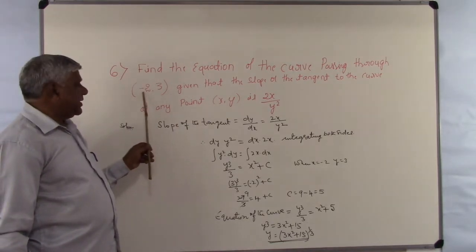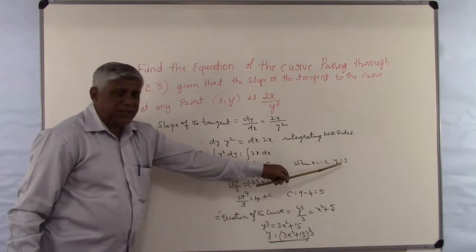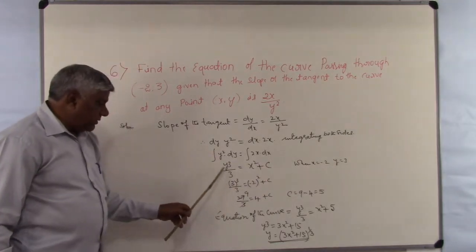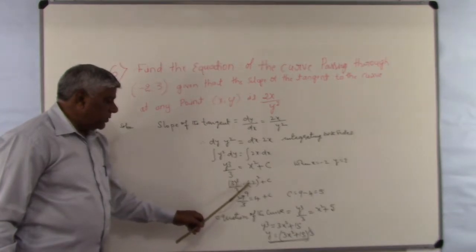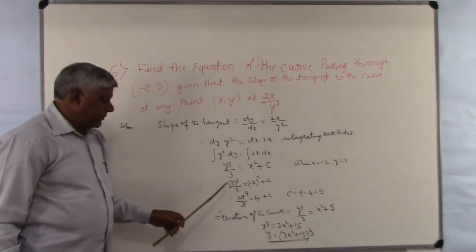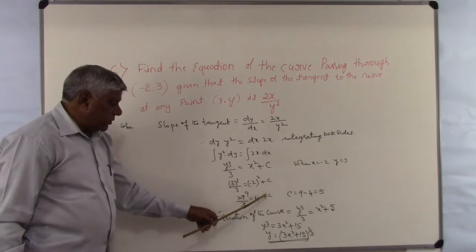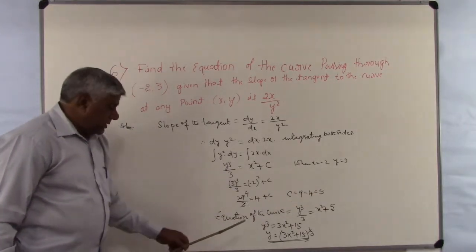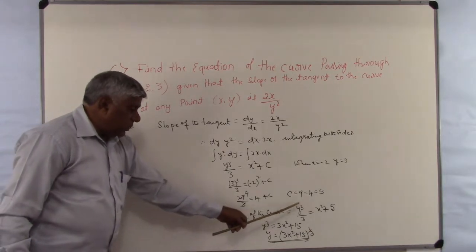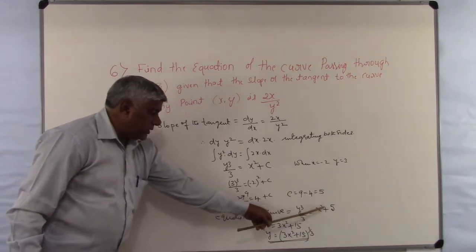That is, when x is equal to minus 2, y will be 3. So I am substituting that value. y cube divided by 3 is equal to minus 2 whole square plus c. Or 9 is equal to 4 plus c, or c is equal to 9 minus 4, that is 5. Therefore, the equation of the curve is y cube by 3 is equal to x square plus 5.